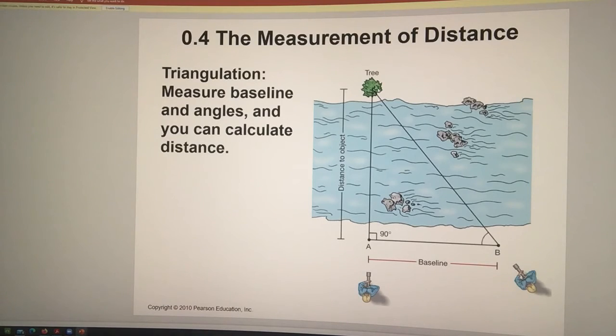You are also trying to observe the tree. If you connect location A to location B, we form a baseline, and you can see these three lines form a right triangle. If I can measure the baseline, and also measure this angle, by using trigonometry you are able to calculate the length of this line here, which gives us the distance from where you are to where the tree is located. You will have a chance to do this triangulation method during the lab.